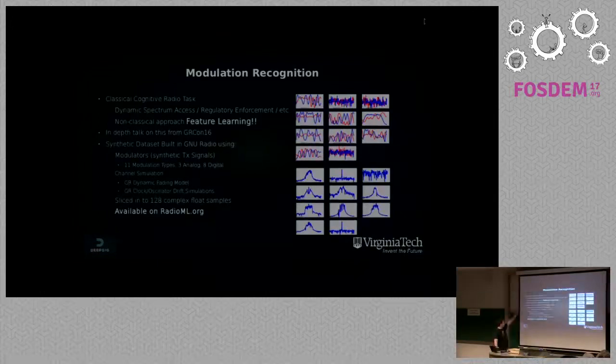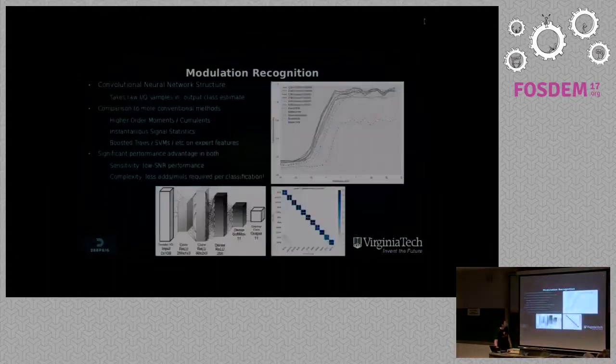So we start, there's a data set that's up on the website. And this is basically just using GNU Radio to generate a whole bunch of synthetic signals through a whole bunch of synthetic channels that use the dynamic fading model. And then this is what we use for that experiment. So this is basically just a small convolutional neural network that we're using to do this classification.